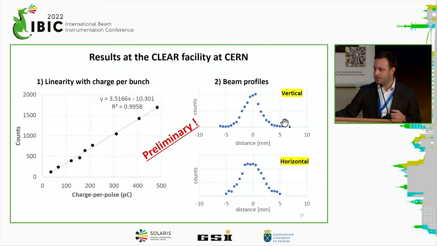As far as the linearity, we measured the linearity with the charge per bunch. This is charge per bunch up to 500 picocoulomb. This we still have to transform into dose. Data analysis is in progress, but from a very first rough estimation, these 500 picocoulomb correspond to roughly 20 gray per pulse, which is of course a quite high dose for medical application. And also here the detector shows a linear behavior.